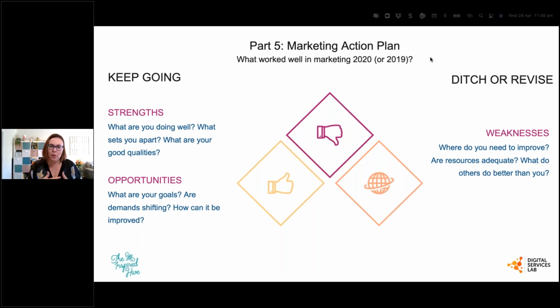When we think about things we want to keep doing, we want to look at those things that were working well. Those are some of your strengths, and they're some of the things that will really set you apart from other organisations out there. It will also show some of the highlights of things you've done throughout the year that you have particularly loved. But really, it's what the people who come to your organisation have really loved. That will tell you some of the qualities of those different activities you have done. You also want to have a look at some of the opportunities.